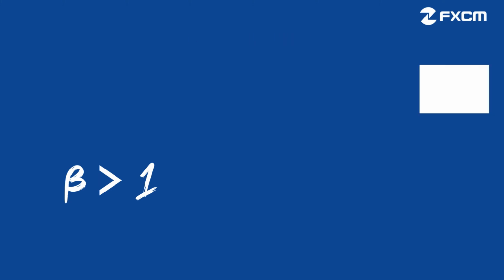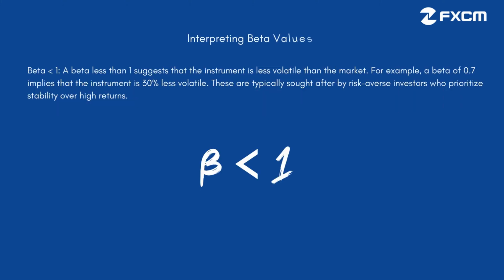Beta less than 1 suggests that the instrument is less volatile than the market. For example, a beta of 0.7 implies that the instrument is 30% less volatile. These are typically sought after by risk-averse investors who prioritize stability over high returns.